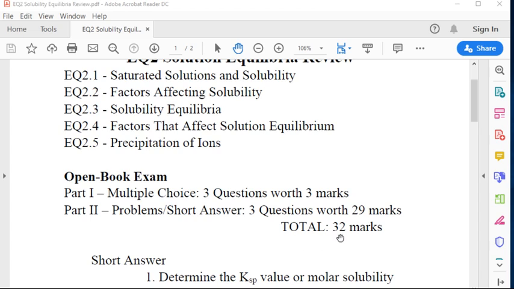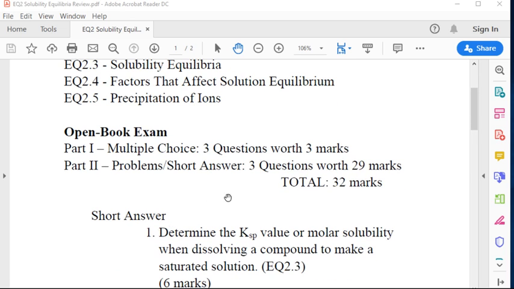So if we take a look here, a lot of the marks are in the three questions that I give you, with there only being three multiple choice questions. I can give you a hint that one of those questions will be interpreting a solubility graph, like we had in EQ 2.1 and 2.2, giving you some information about dissolving something in water and determining by looking at the solubility curve whether it's supersaturated, saturated, or unsaturated.